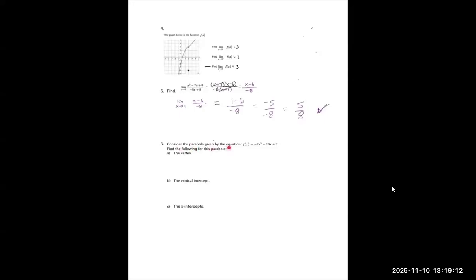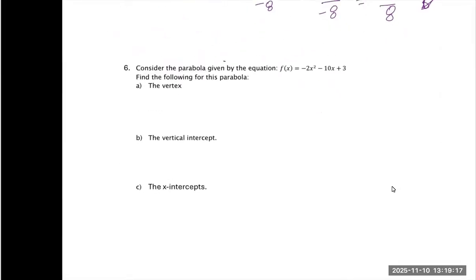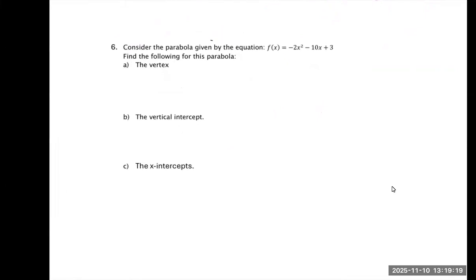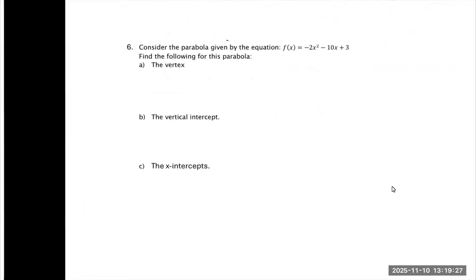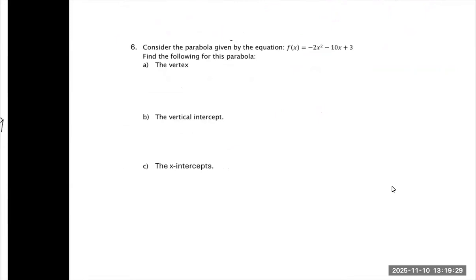Consider the parabola given by the equation -2x squared minus 10x plus 3. So to find the vertex, you have to use this equation, x equals -b over 2a.